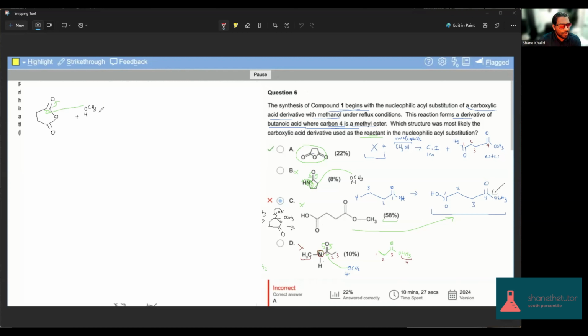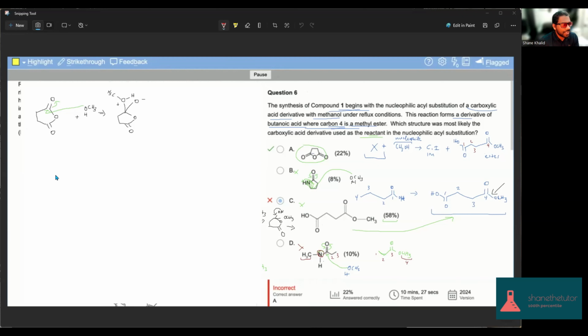So what happens then is you'll have an oxygen with a negative charge. You'll have this methanol, like this, attached to it as well, producing a positive charge here. And then we have the rest of the molecule here.